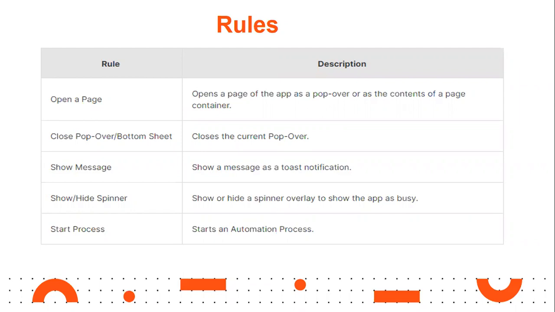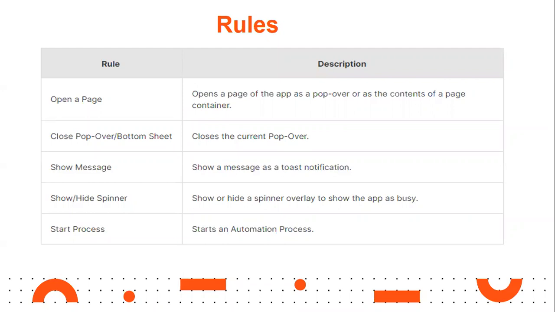Then comes show and hide spinner, which is for when you're running a process and you want the user not to interact with the app, not to click here and there, because a process is running in the background. Then you can show a spinner. A spinner is nothing but that loading sign you see, that circle which keeps on rotating. It actually disables the entire app and the user has to wait until the process is completed. So that's show and hide spinner.